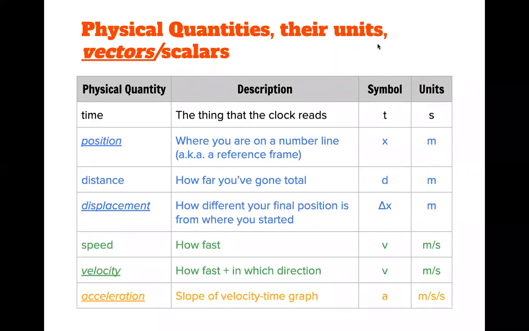So because speed does not require a direction, speed is going to be a scalar quantity. We only care about how fast you're going, measured in meters per second. But when I ask you about velocity, velocity is going to be that vector quantity. Because it requires a direction, velocity could either be positive or negative, depending on which way you're moving.